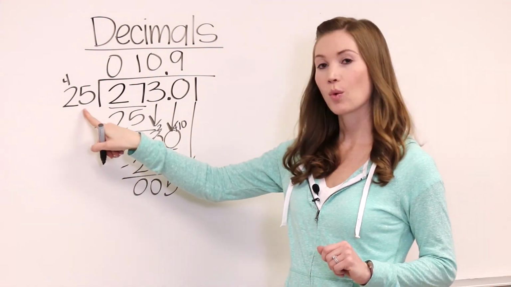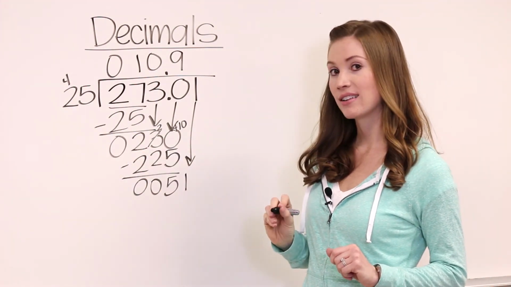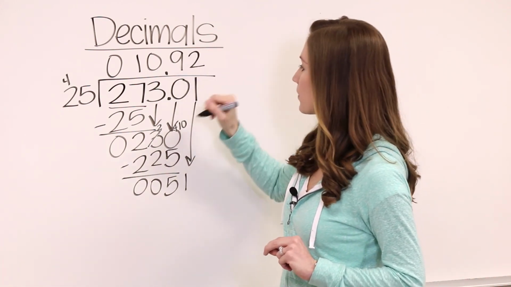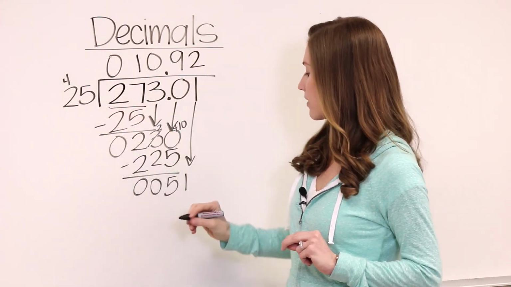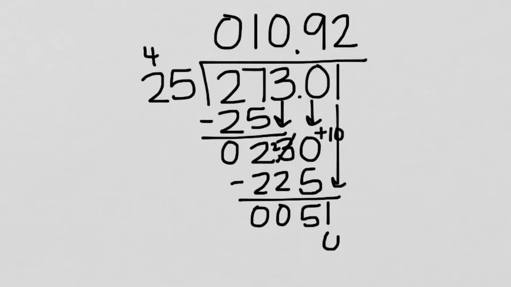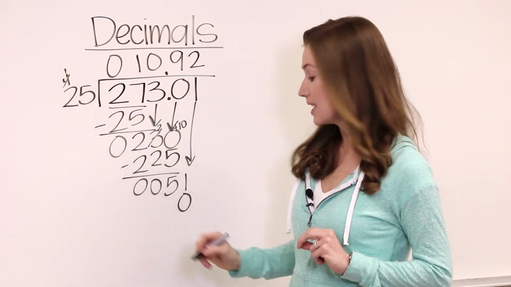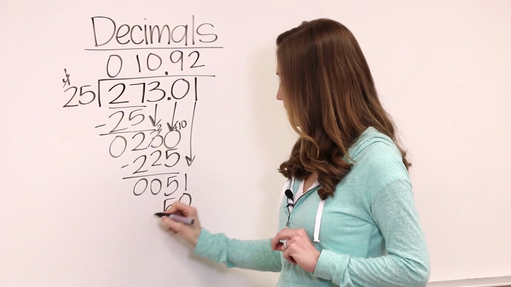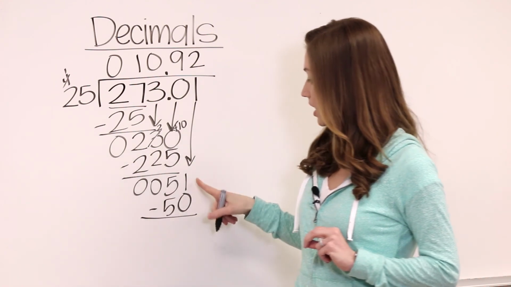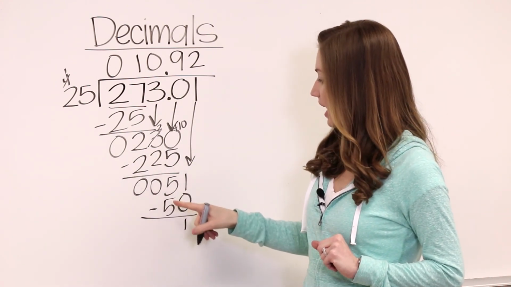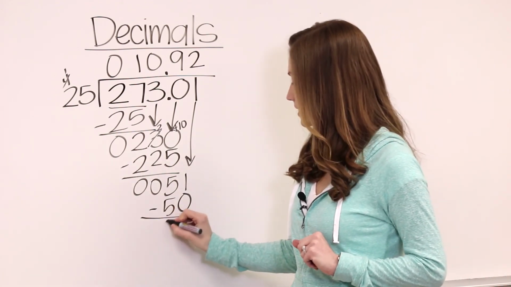How many times can 25 go into 51? Twice. So we write the 2. 2 times 5 is 10. We write the 0, carry the 1. 2 times 2 is 4, plus 1 is 5. Let's subtract. 1 minus 0 is 1, and 5 minus 5 is 0.